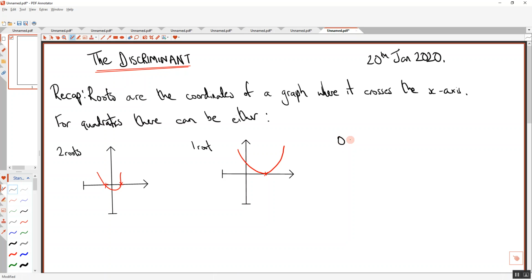You can also have 0 roots. Okay, and I'm going to put 0 real roots, specifically for HL.